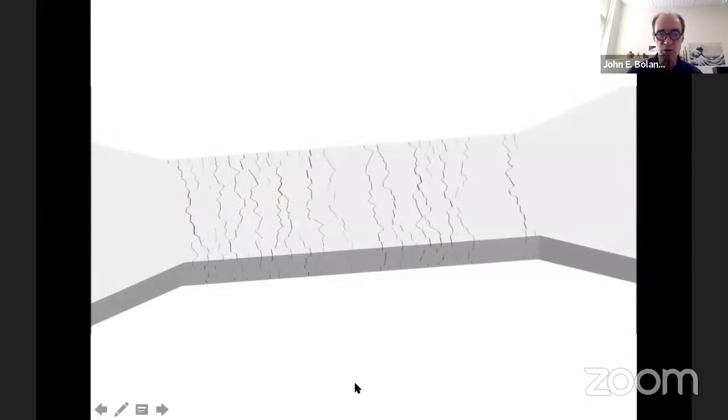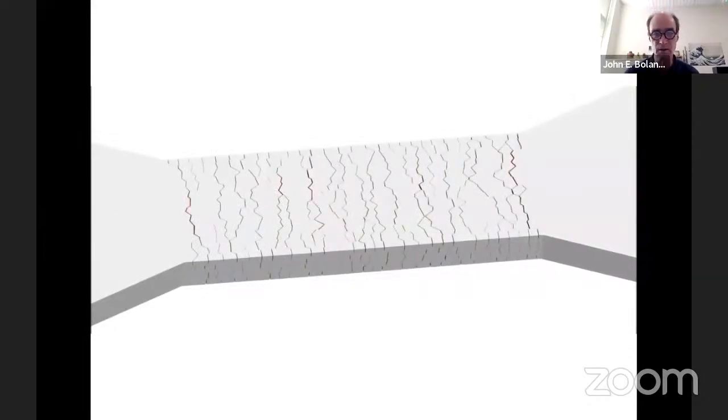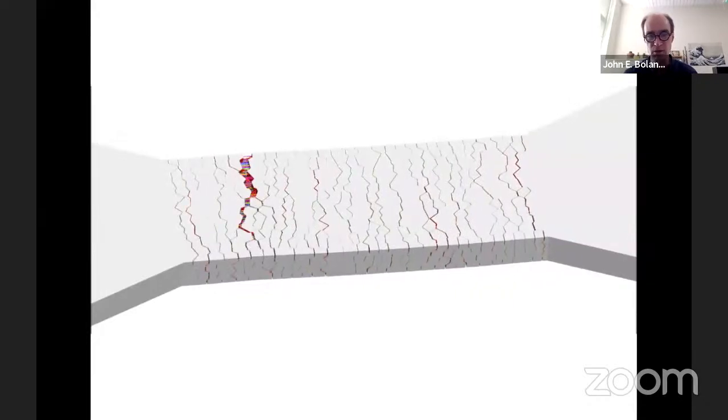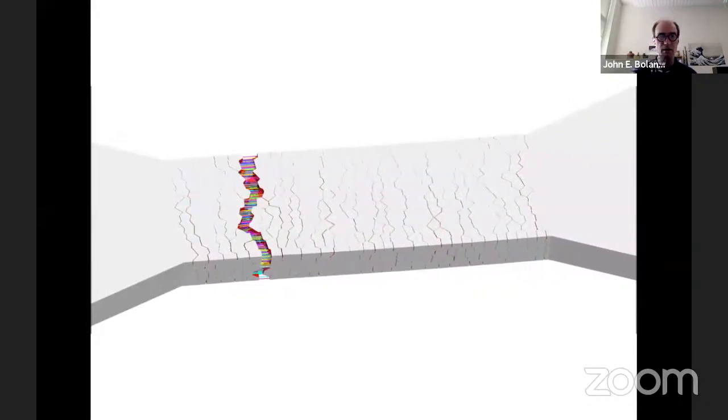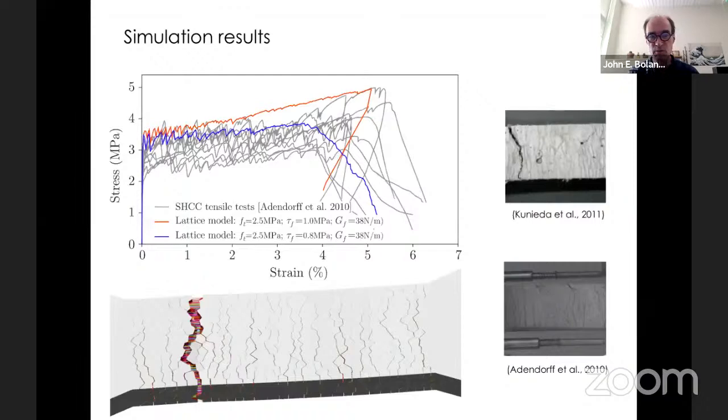And so this is just in pure tension, and this is strain hardening, and then you see localization, which leads to failure. And so we can simulate not only the multiple cracking and the localization process, but the peak strains match experiment fairly well, and the peak loads match experiment very well.